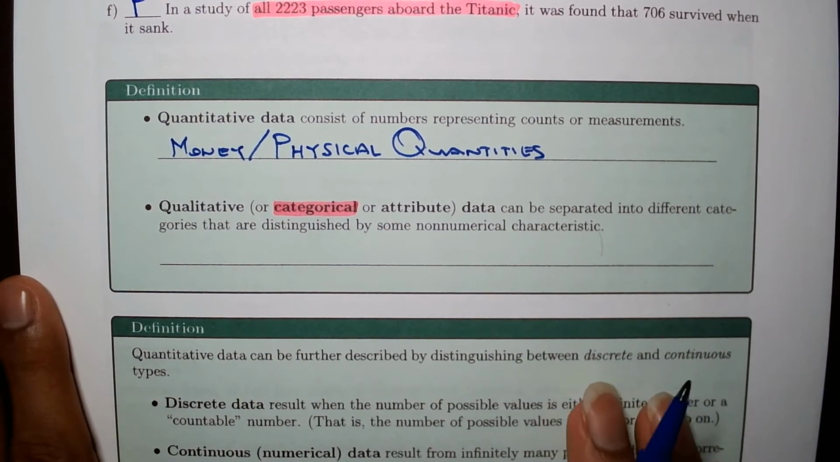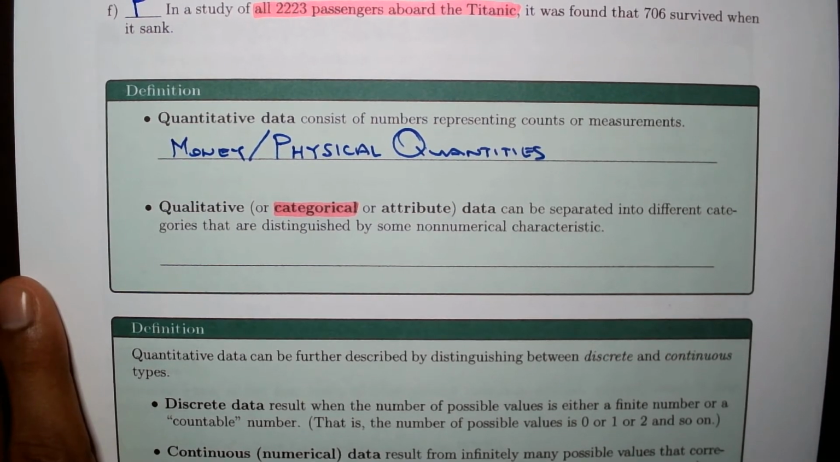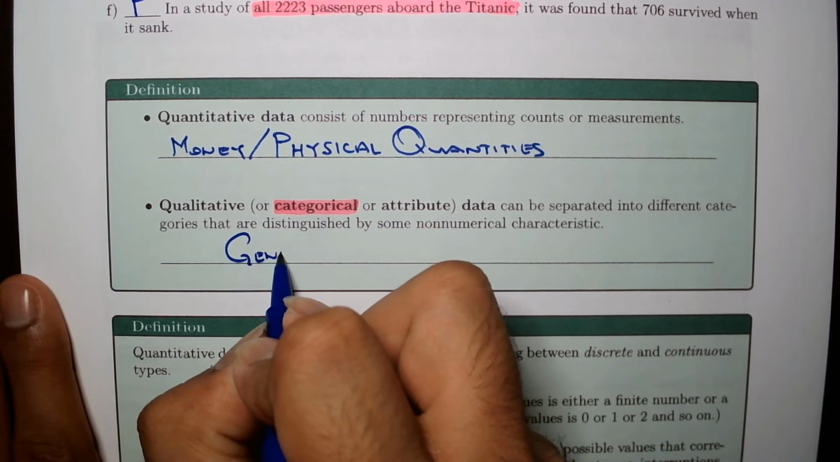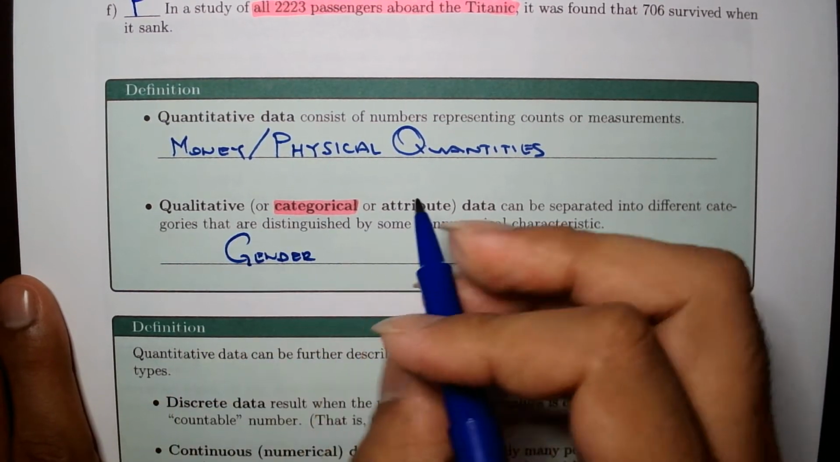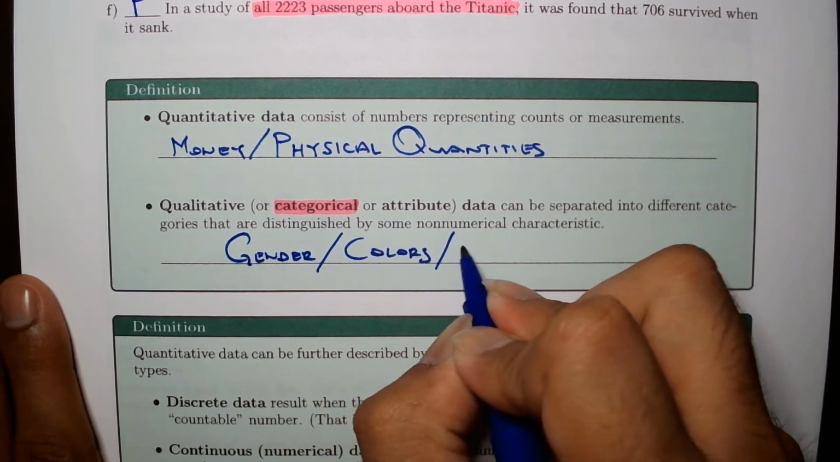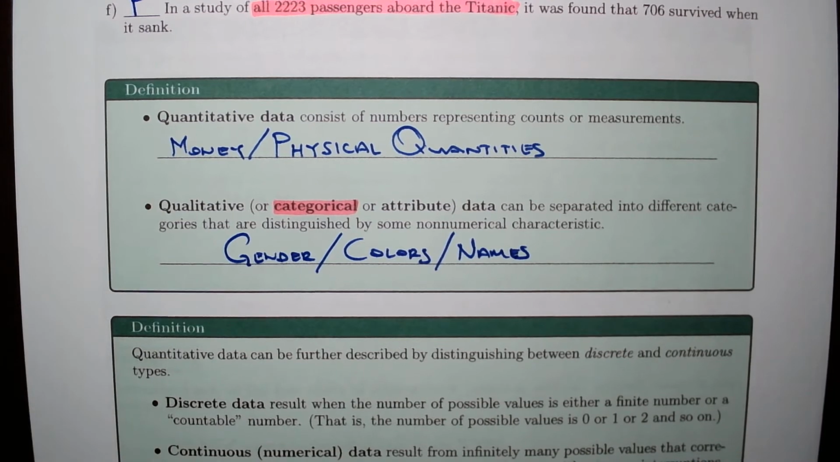That can be split into different categories, right? And they are distinguished by some non-numerical characteristic like gender, colors, names, or names of sports teams. Well, I guess that falls in the category of names.